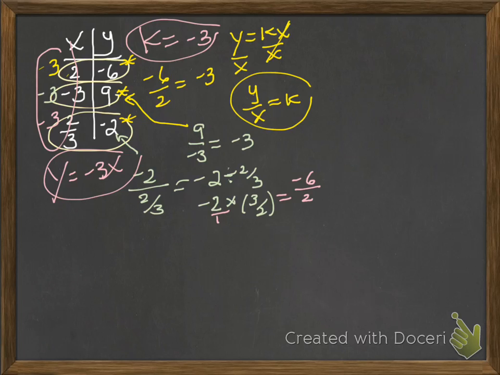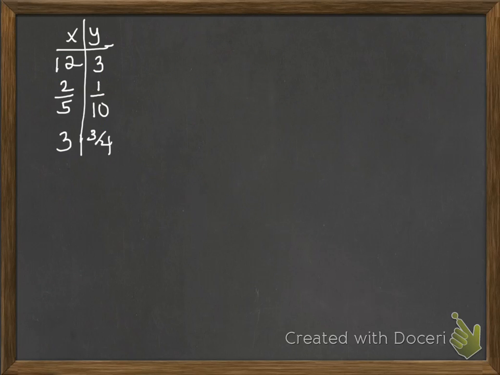Okay, hopefully you've got a good idea of how to tell the difference between the two. Now let's try one more problem together. Alright, so like I said, first thing, just go ahead and multiply them together. See if it's an inverse. 12 times 3 is 36. 2/5 times 1/10 is going to give me 2 over 50. I already know these two are not equal, so it cannot be an inverse variation. So let's figure out if it's a direct.